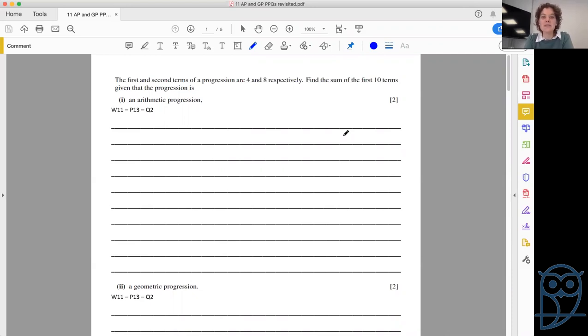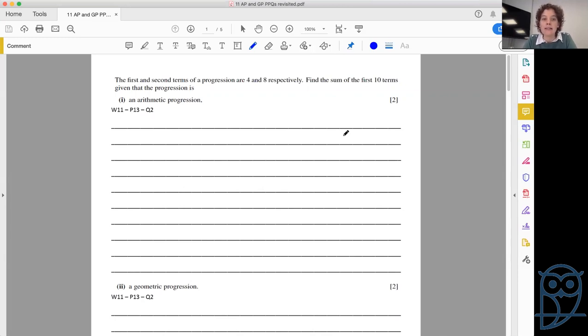So we're starting out with a warm-up question, and then we will move up into some more complex and funky questions to actually stretch our brains a bit. Okay, so first question. First and second terms of a progression are 4 and 8 respectively. Find the sum of the first 10 terms given that the progression is part 1 arithmetic and part 2 geometric.